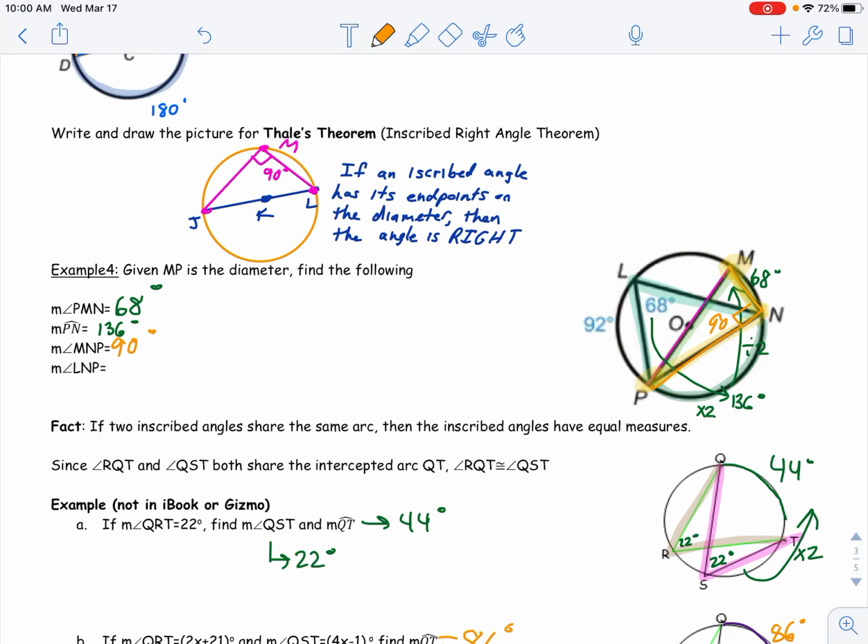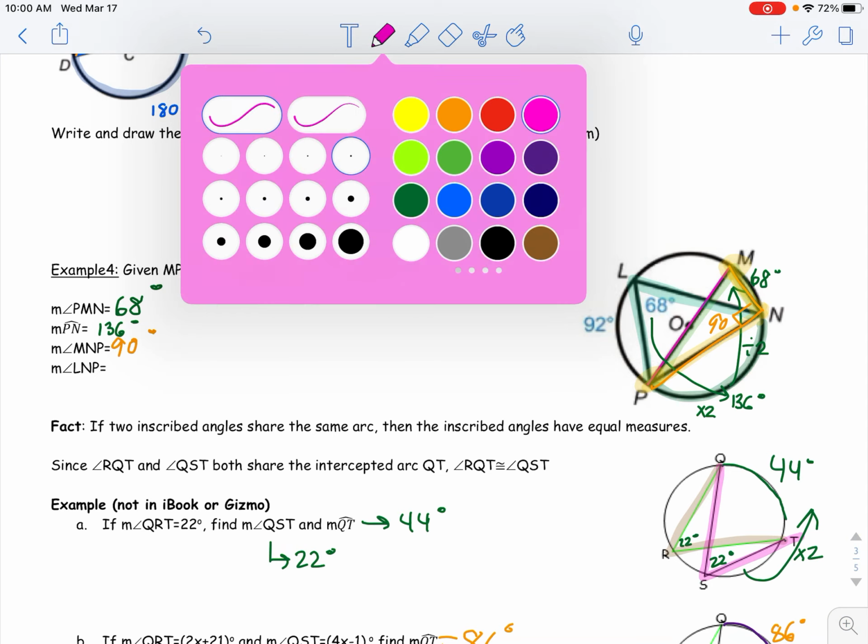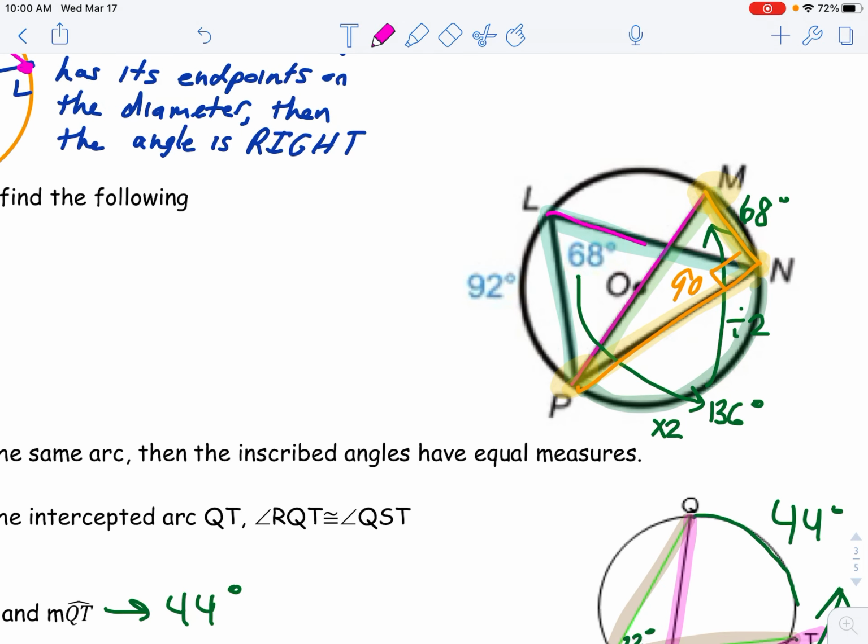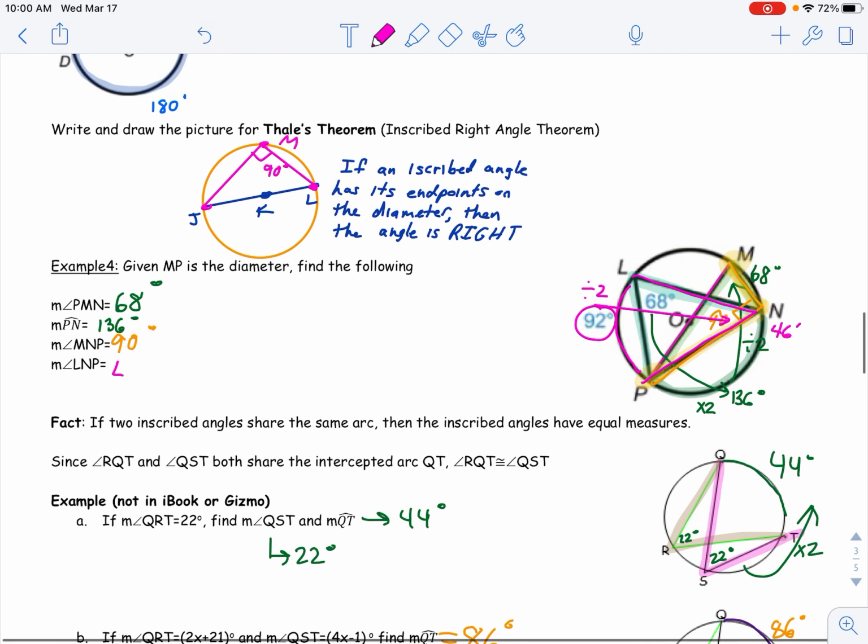And then the last thing right here is just using stuff we already talked about. A lot of chaos going on right now, but we need this angle. This is the intercepted arc, so I'm going to take 92 and just divide by 2, and it's 46 degrees. So that's that.